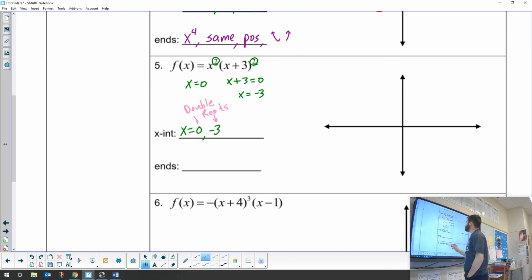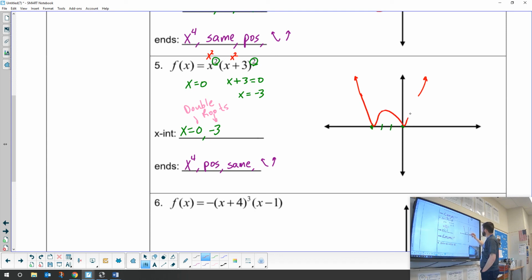Now my endpoints. Well, this is an x squared, right? This is an x squared. So multiply those together, and my endpoints are going to be x to the 4th. And it's positive, so we're going to be positive, same direction. And so it's going to go up like this and up like this. All right, let's put my points on here. Have a point at 0, have a point at -1, 2, 3. We're going to open up this way and up this way. So we're going to go here. Bounce off because it's a double root. Bounce off because it's a double root. And go back up that way. Okay? So, it's kind of what it looks like.